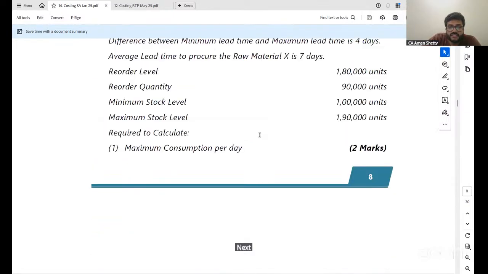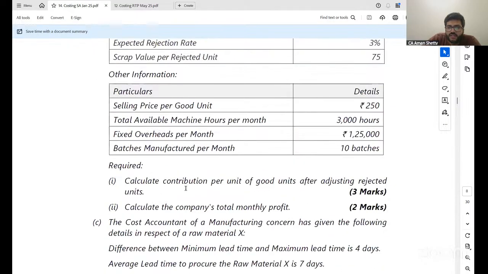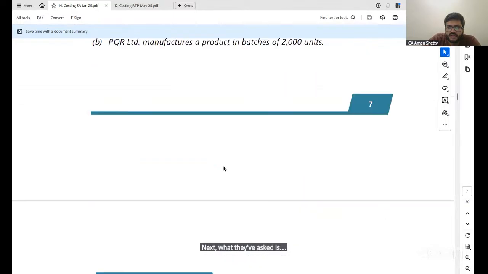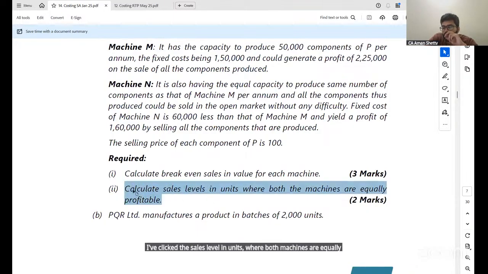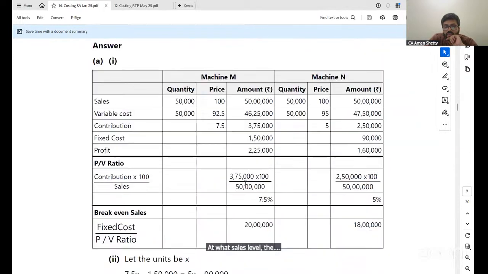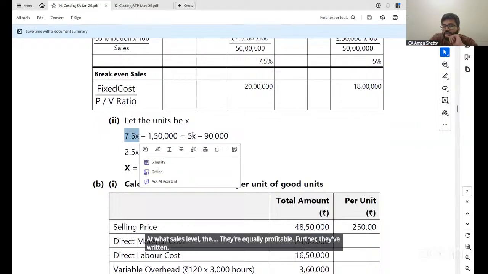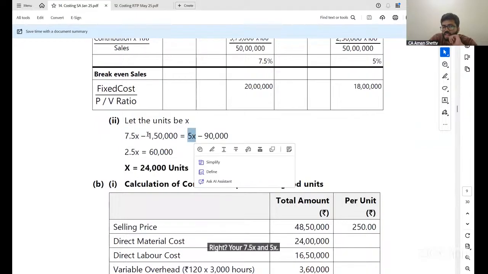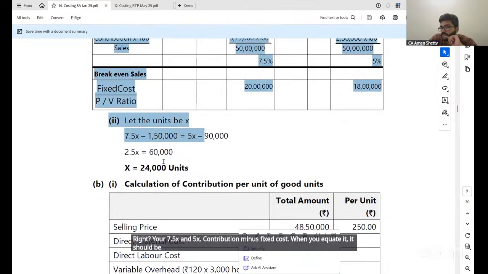Next, what they've asked is to calculate the sales level in units where both machines are equally profitable. At what sales level are they equally profitable? For that they have written 7.5x and 5x contribution minus fixed cost. When you equate it, it should be equal under both alternatives.